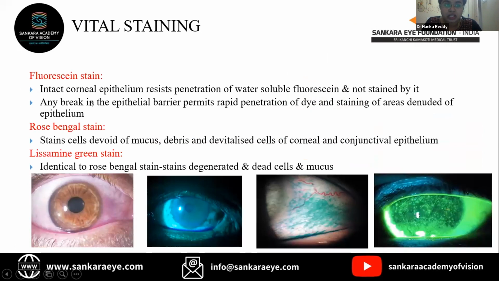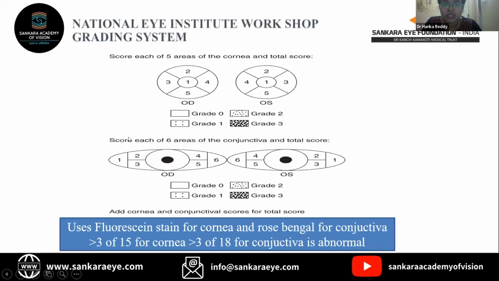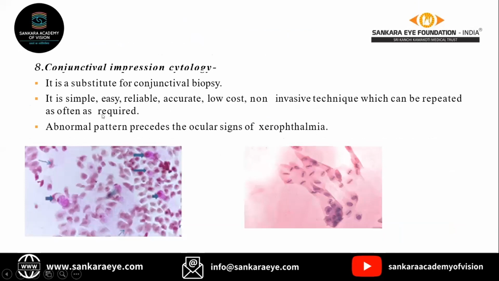There are various dyes like fluorescein stain, rose bengal, and lissamine stain. Fluorescein will stain if there is any break in the epithelium, whereas rose bengal and lissamine stain the cells devoid of mucus, debris, and devitalized cells. Lissamine is similar to rose bengal, but it is less irritant. And there are various grading systems like the Van Bijsterveld scoring system and the National Eye Institute scoring system based on that.